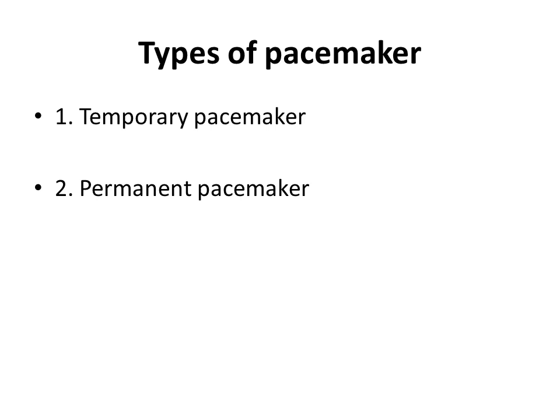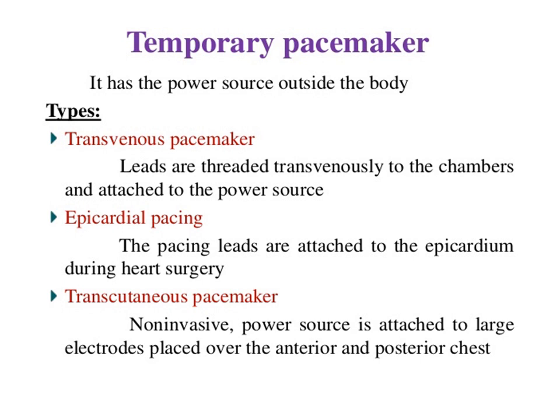Now types of pacemaker include temporary pacemaker and permanent pacemaker. A temporary pacemaker has the power source outside the body, and types of temporary pacemaker include transvenous pacemaker, epicardial pacing, and transcutaneous pacemaker. In a transvenous pacemaker, leads are threaded transvenously to the chambers and attached to the power source. In epicardial pacing, the pacing leads are attached to the epicardium during heart surgery. A transcutaneous pacemaker is a non-invasive procedure. The power source is attached to large electrodes placed over the anterior and posterior chest wall.